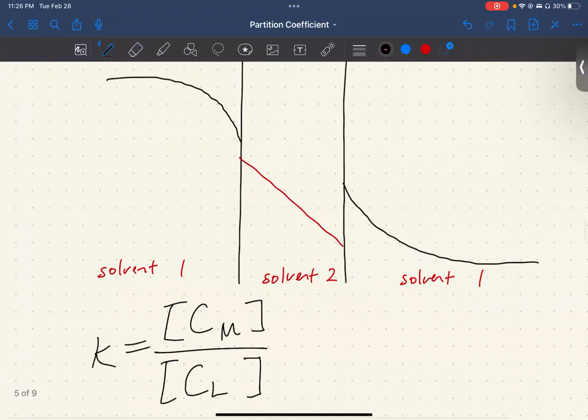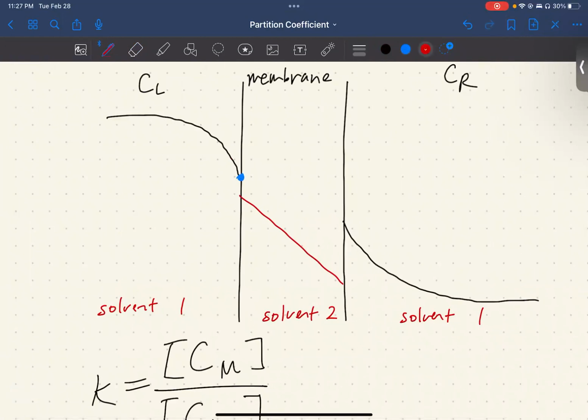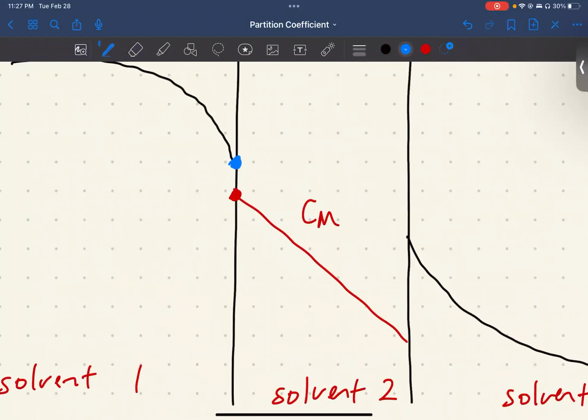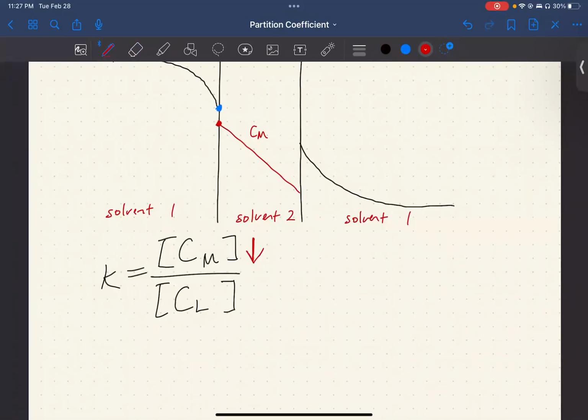So let's take a look. Right over here, Cl ends at the interface, and Cm is down here. Which one is smaller? Definitely Cm. This point is lower than the top point. So that means Cm is going to be less than Cl. And this tells us the partition coefficient is less than 1, because the numerator is smaller than the denominator.